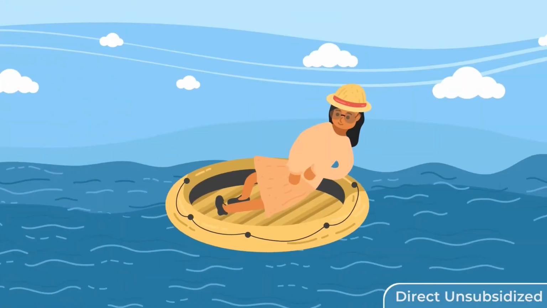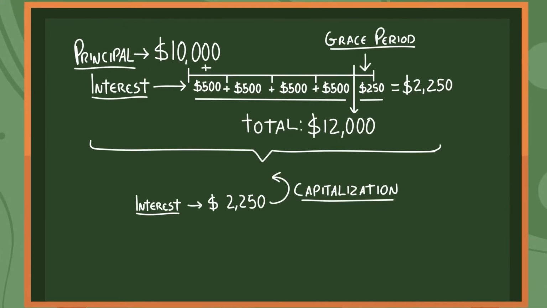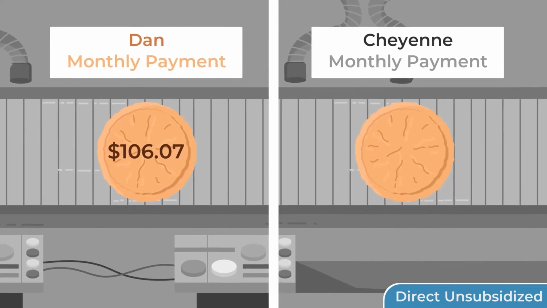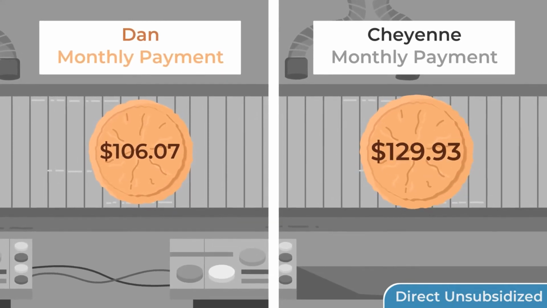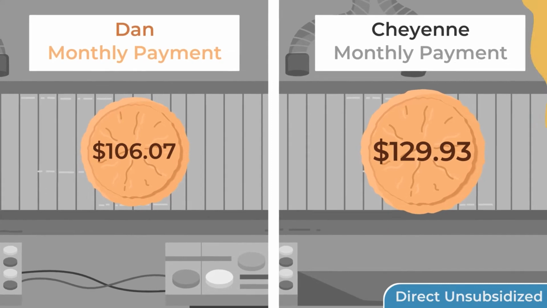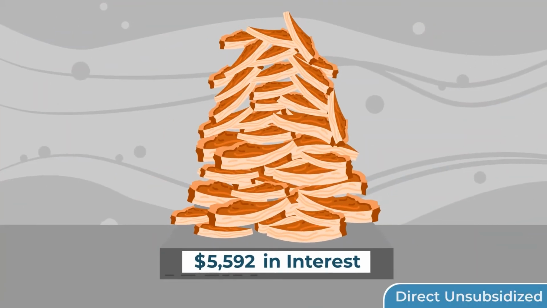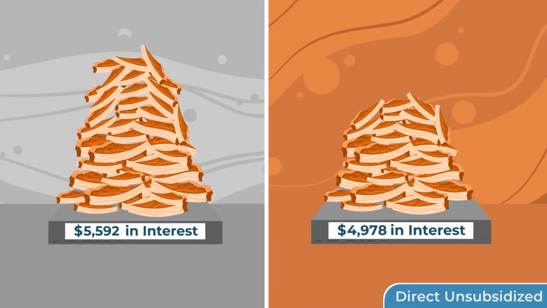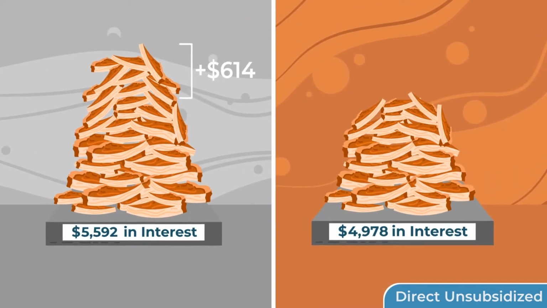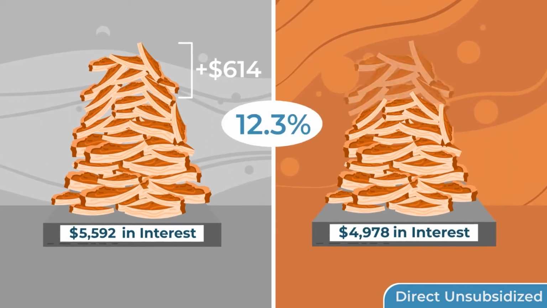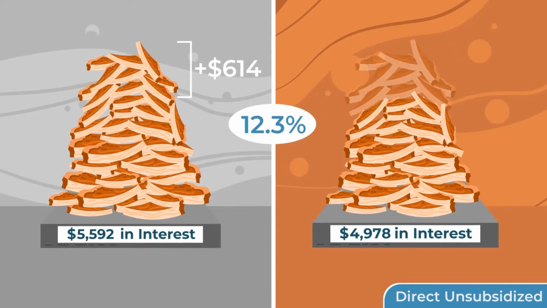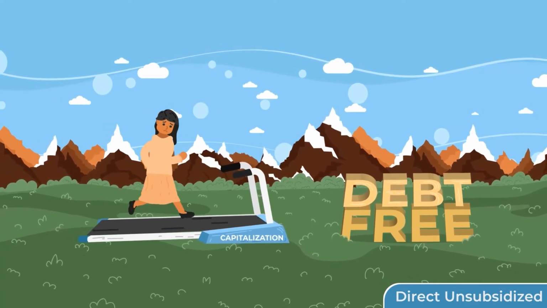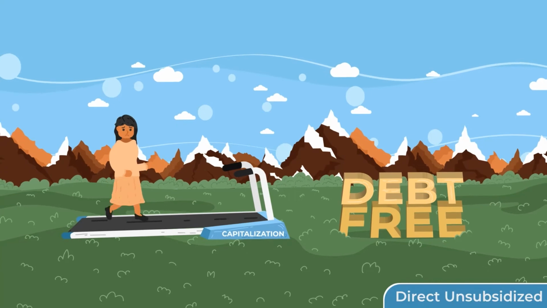Cheyenne didn't know about capitalization, so her interest got rolled into her principal balance at the end of her grace period. That means for the rest of the loan period, her monthly payment will be $129.93, and she ends up paying $5,592 in interest by the time her loan is done. So capitalization costs her an extra $614, which is 12.3% more interest than Dan paid. If you increase the loan amount, the interest rate, or the loan duration, the cost of capitalization just keeps going up.